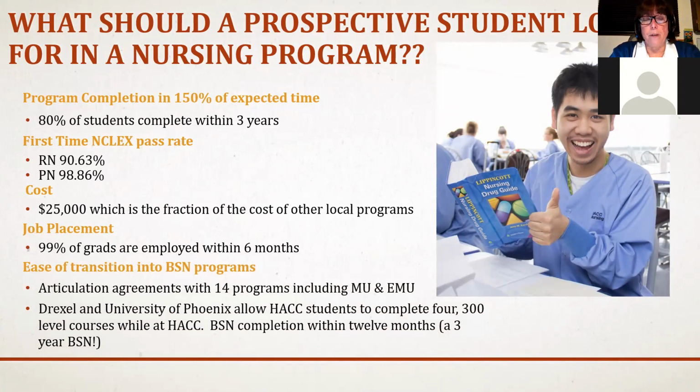So we have contracted and partnered with 14 different programs, more than that actually, in the area. The 3 that are the most common in our region are Millersville University in Lancaster, Eastern Mennonite University also in Lancaster, and York College of Pennsylvania in York. Those 3 programs have online options, and they have very smooth articulation agreements with HACC. There are other institutions like Drexel and University of Phoenix who also have articulation agreements with HACC and actually allow students to complete some of their courses while you're at HACC. And so you can think about between 12 and 18 months after you graduate from us, you have the opportunity to now have your baccalaureate degree.